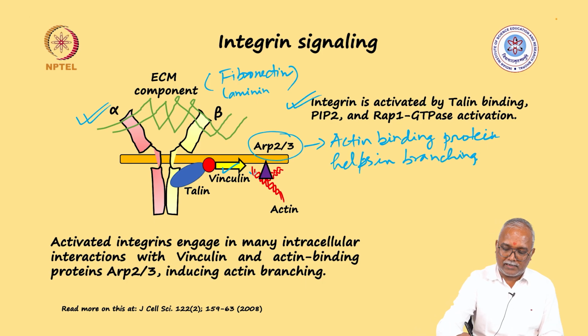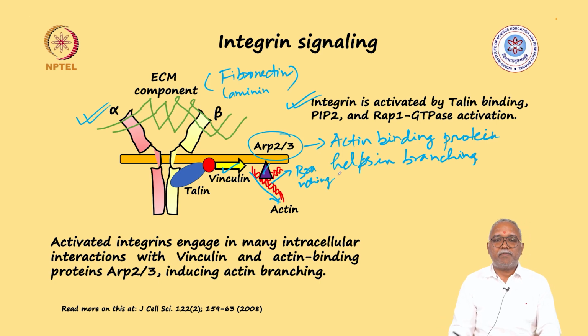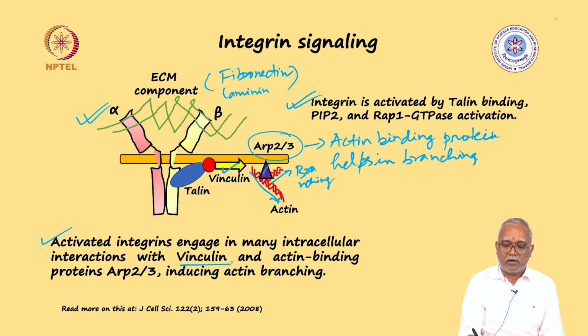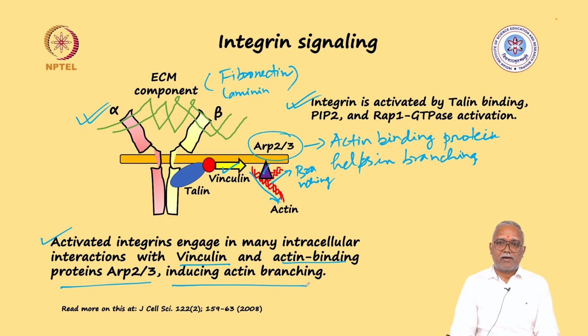So basically this is an actin filament, but if ARP2/3 binds, it induces the branching, which can help in structures like filopodia formation or lamellipodia formation, and thus affect the movement or migration. So activated integrins will interact with an important component which will help the actin binding protein and eventually affect the actin dynamics.